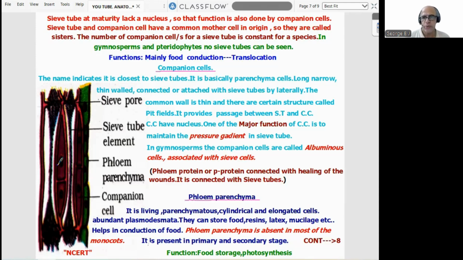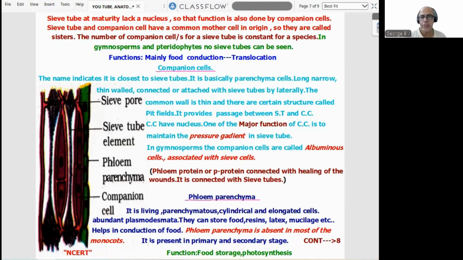Connected and attached with the sieve tubes bilaterally. The common wall is thin and there are certain structures called pit fields. They provide passage between sieve tube and companion cell. The companion cell has a nucleus that is acting as the nucleus for the sieve tube also. One of the major functions of the companion cell is to maintain the pressure gradient in sieve tubes. So they're working very closely.